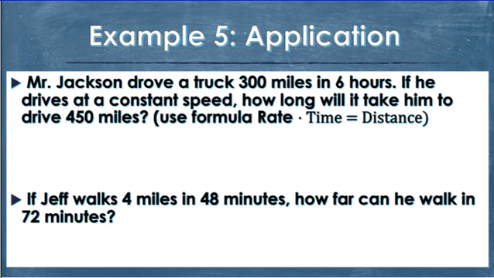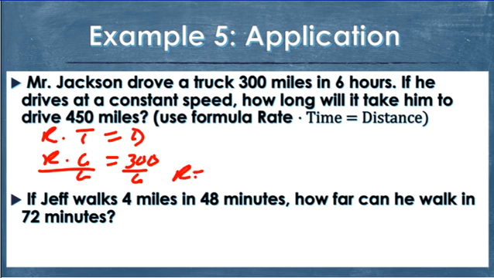And the last two. Mr. Jackson drove a truck 300 miles in 6 hours. If he drives at a constant speed, how long will it take him to drive 450 miles? Use the formula, rate times time equals distance. So rate times time equals distance. He travels 300 miles in 6 hours. That means our rate would be 50 miles per hour.